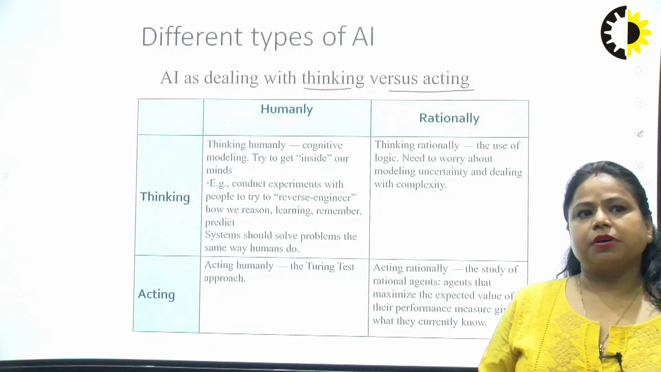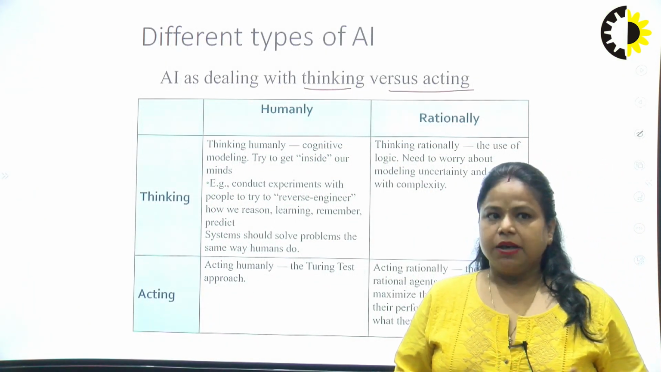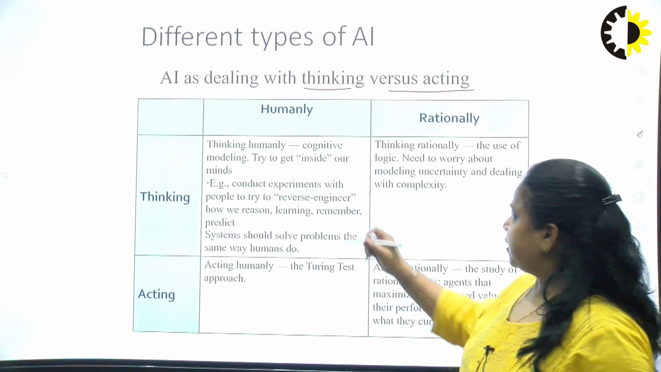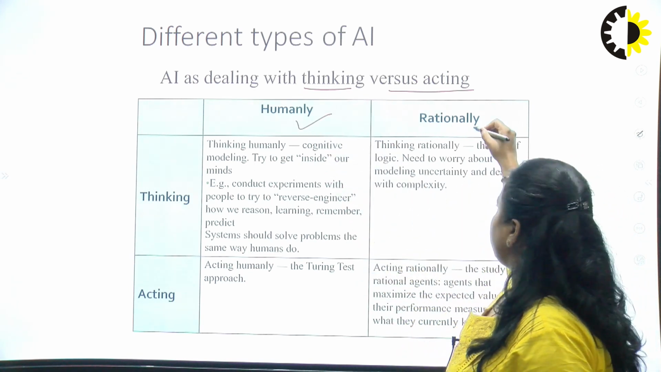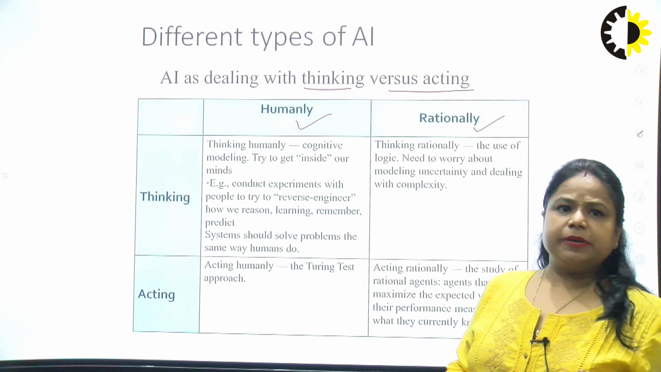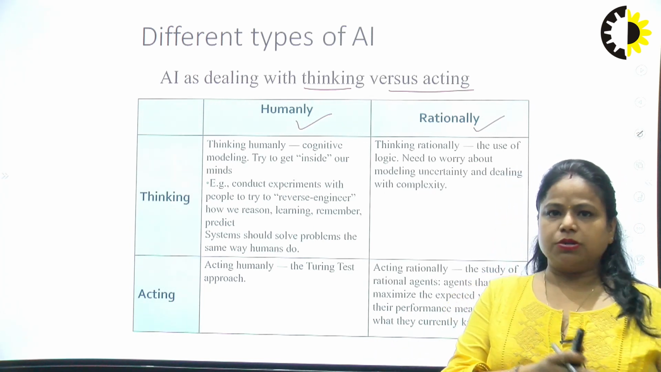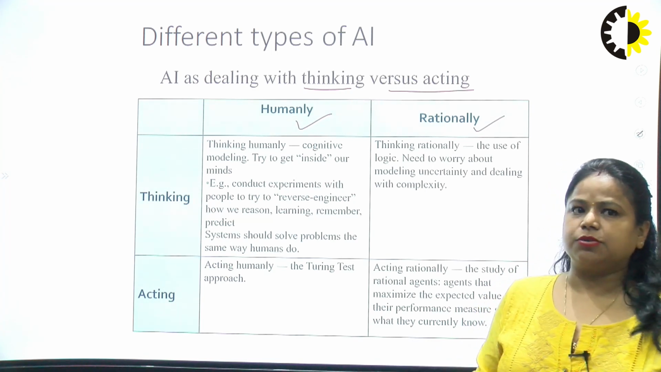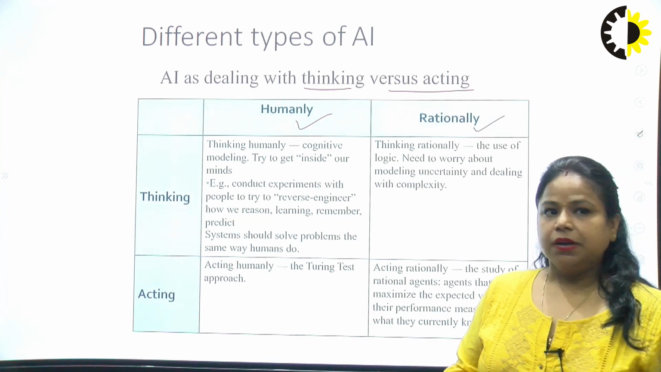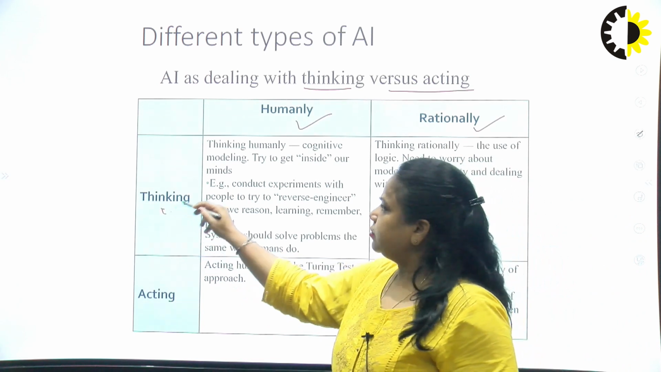First of all, I'm going to talk about a thinking manner, right? When I'm talking about thinking, it means I'm talking about humanly or rationally also. Why? Because everything is to be based on reasoning, right? So we have to talk about how the human being will think and how we have to enact into that situation rationally. So first of all, we are going to talk about thinking.